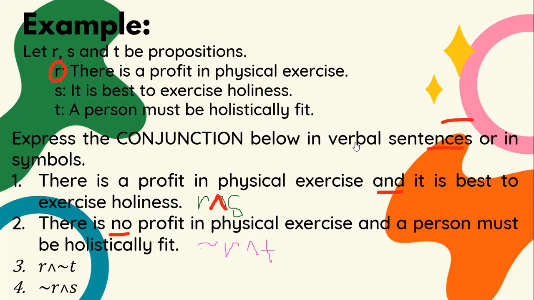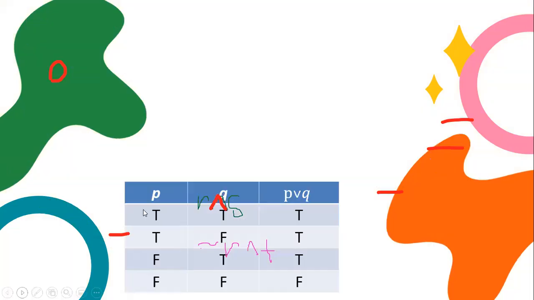Miko, number 4. There is no profit in physical exercise and it is best to exercise holiness. Yan. So may negation na naman tayo, kaya there is no, or there is no profit. Diba? There is no profit in physical exercise and it is best to exercise holiness. So with these examples, ginamit na natin yung negation combined with the conjunction as logical connector. Okay? Erase ko lang.